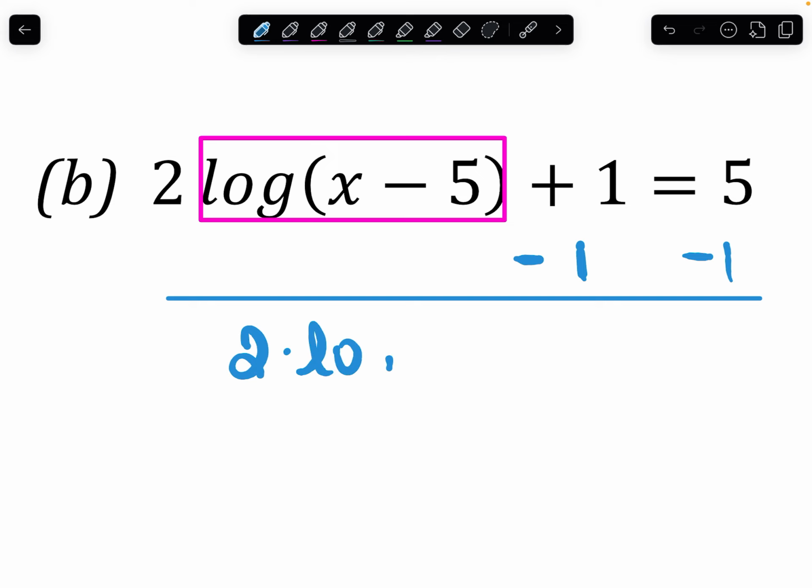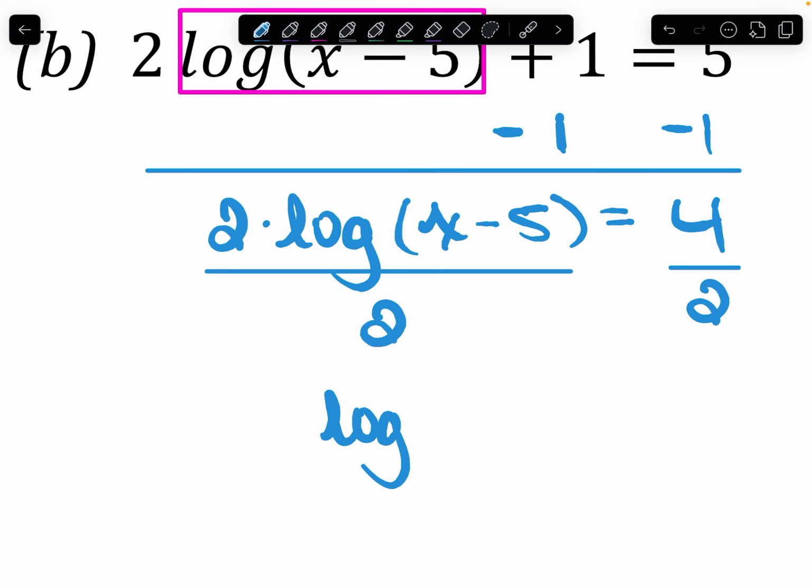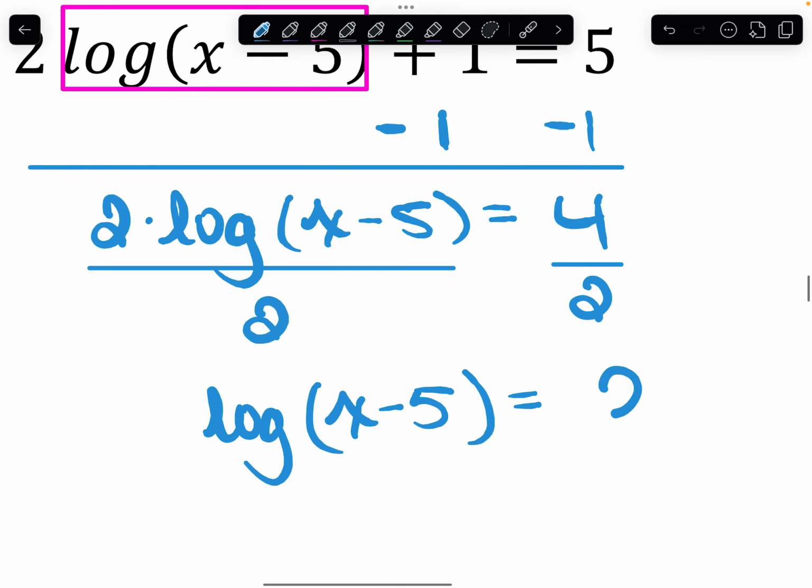2 times the log of x minus 5 equals 4. That 2 is being multiplied, so we are going to divide it off. So I'm going to divide both sides by 2. So we have log of x minus 5 equals 4 divided by 2, which is 2. Now our log is completely isolated.